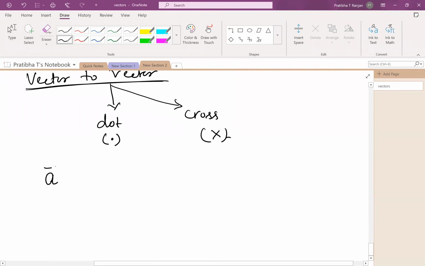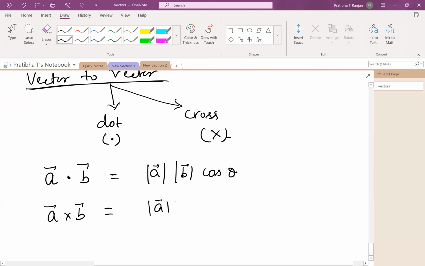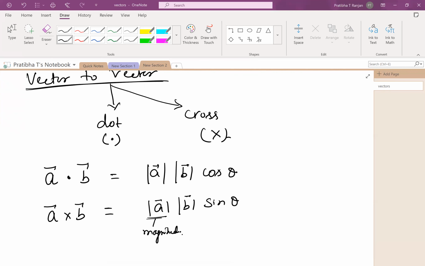So suppose we have two vectors in the dot product with one another, it will be the magnitude of A times the magnitude of B times cos of theta, meaning the angle in between them. And if it is the cross product, A cross B, it is simply the magnitude of A times the magnitude of B times sin theta. You understand that this sign means magnitude. So this is your cross product, and that is the dot product.